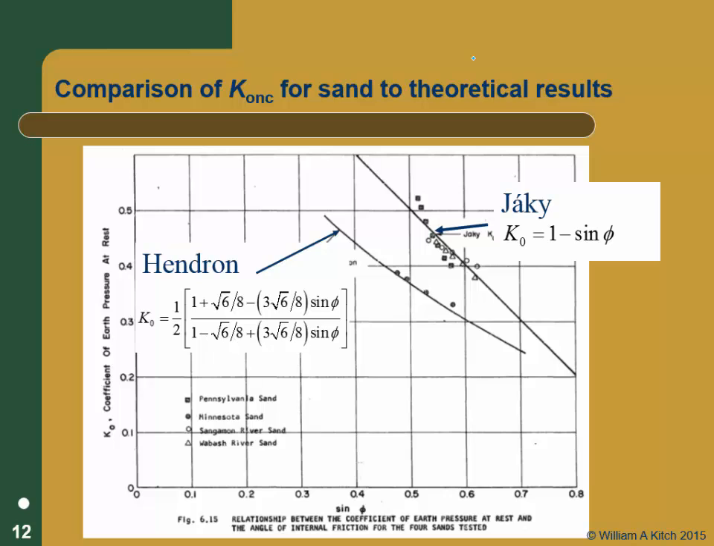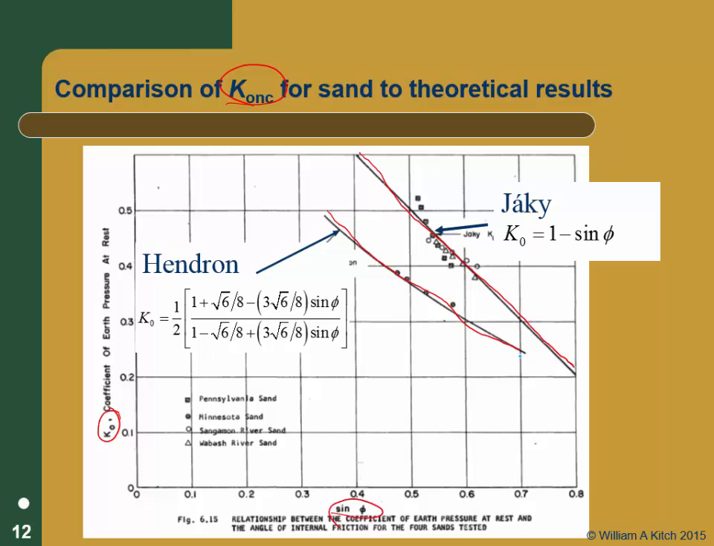So now he's looking at K naught, and again, this is K naught for normally consolidated. This is K naught during loading as a function of sine phi. All right, here's Jaky's equation, 1 minus sine phi. Here's Hendren's equation for uniformly packed elastic spheres, and there are the data for 4 different soils. So we'll let it speak for itself. I mean, that's it. That's the data. I don't have much to say about it except that those are the data.